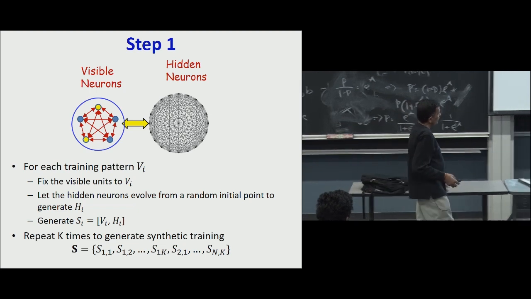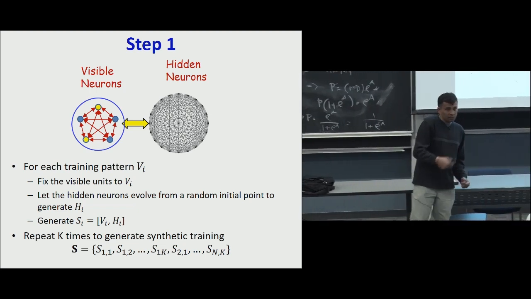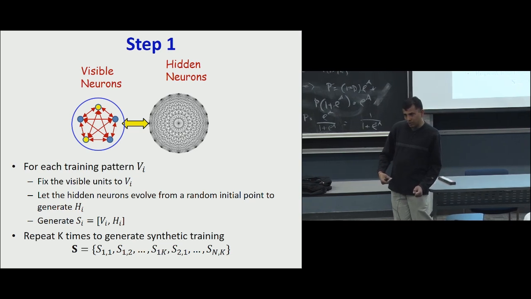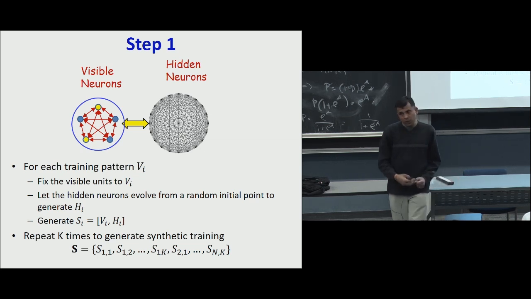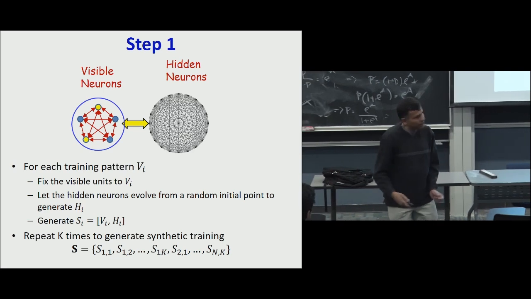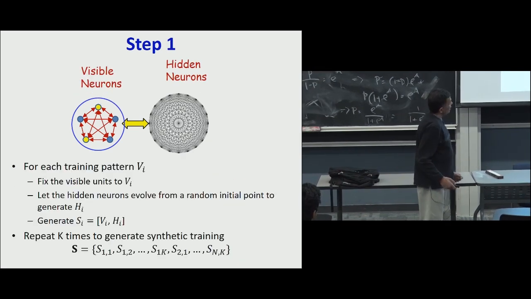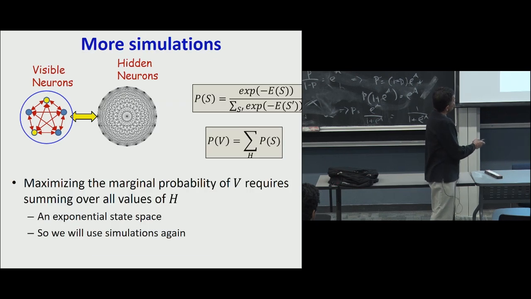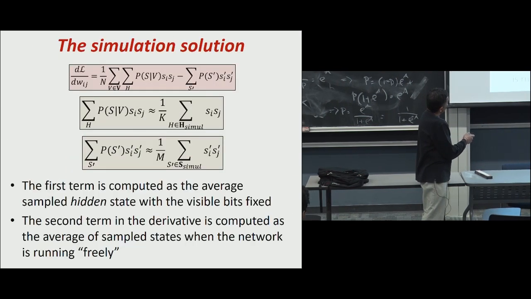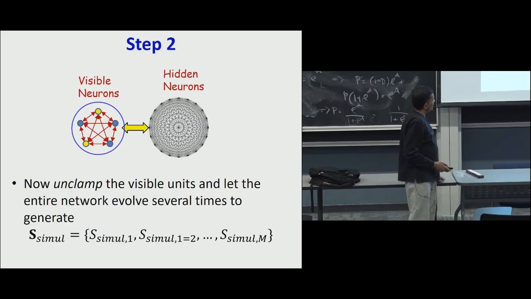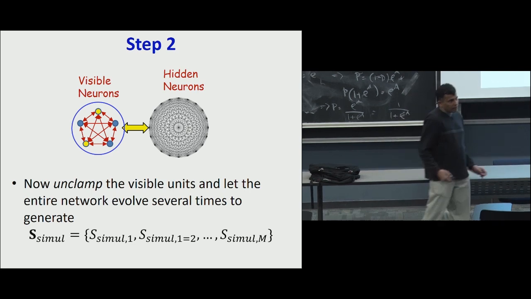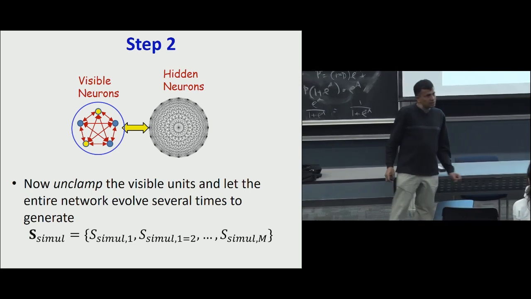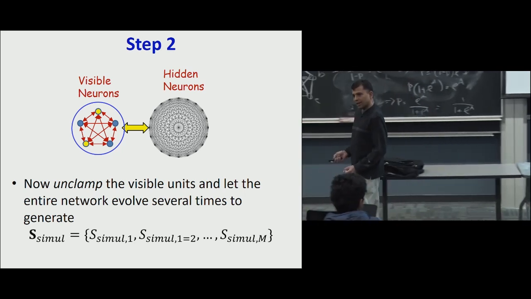So if I have n training samples and I generate the hidden value k times for each training sample, I'm going to get k of these for each one of my training samples. So I'm going to get n times k patterns in all. And that gives me the first portion, this term here, right? For the second portion, I can just release the hidden pattern because now I want to evolve the entire network, correct? If I evolve the entire network, I can generate a bunch of simulated samples.